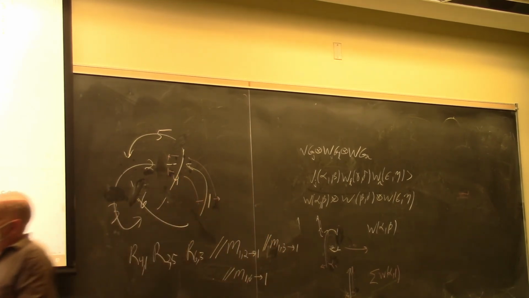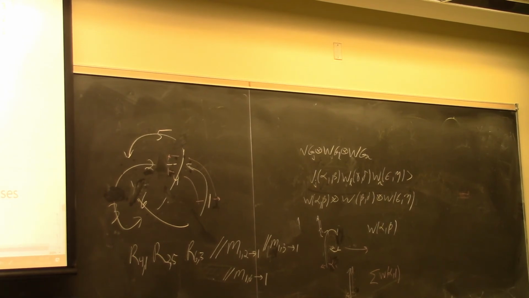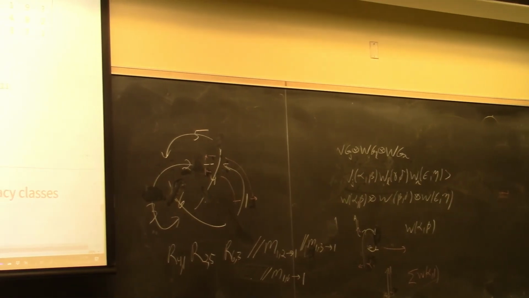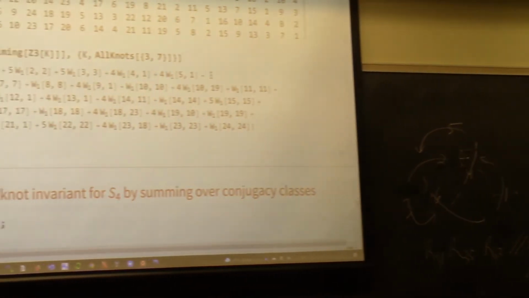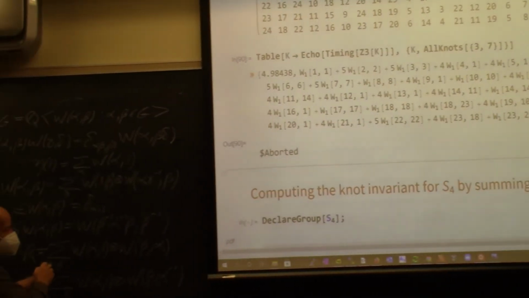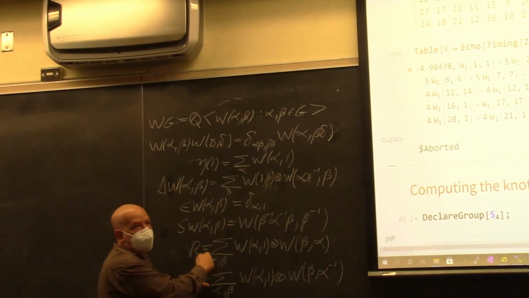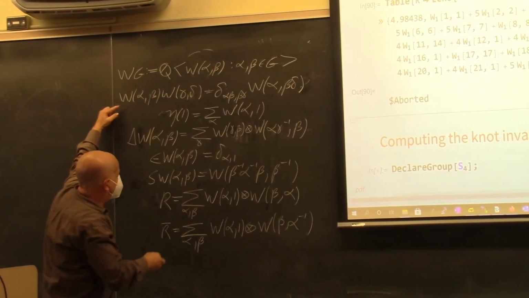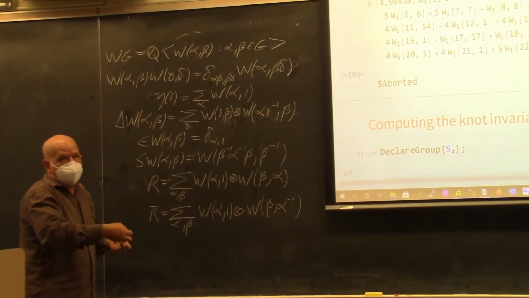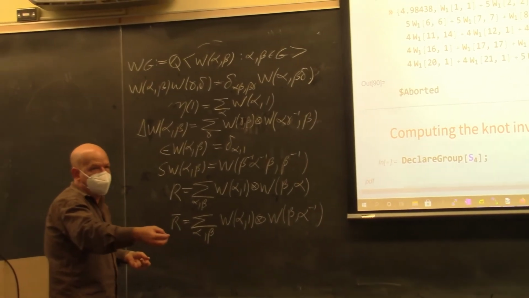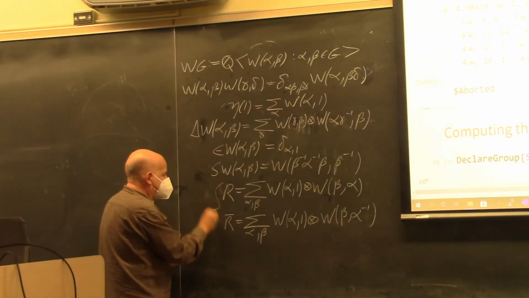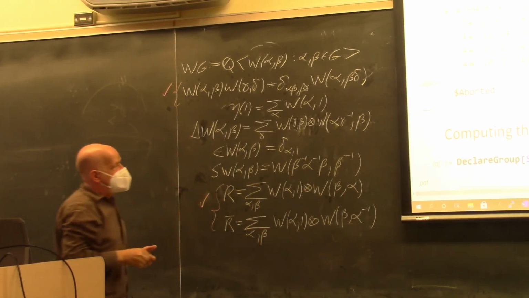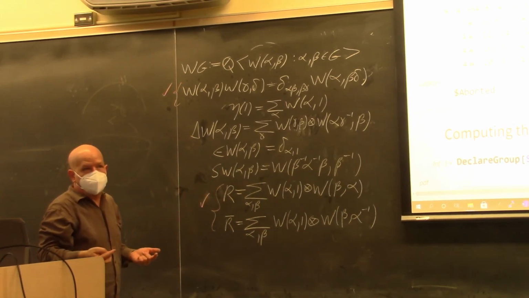So I can fix a conjugacy class and then restrict my attention to alpha and beta running over that conjugacy class. And you can check that WG restricted to a fixed conjugacy class makes sense. You can check that multiplication makes sense. And that's all we need to compute invariants.